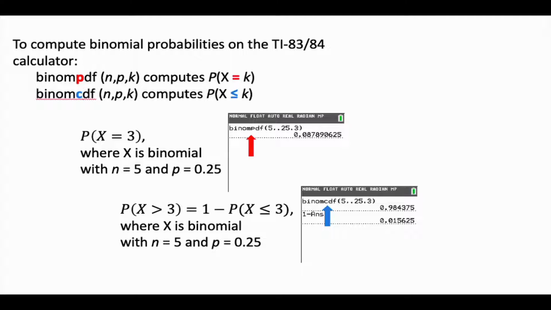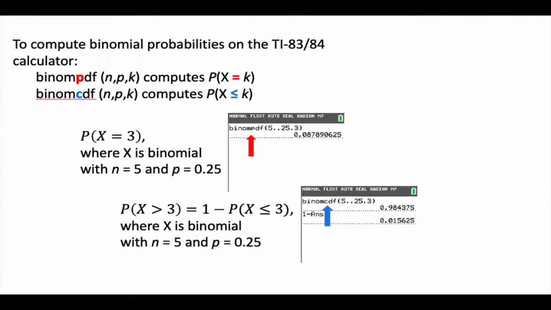There's 2 types the calculator does. There's binom PDF and there's binom CDF. When do I use PDF and when do I use CDF, right? Notice the red and the blue. Well, PDF is when x equals something. CDF is when x is less than or equal to something.